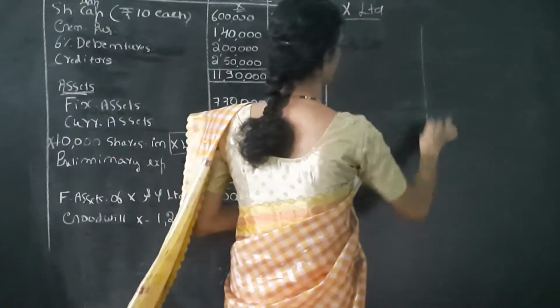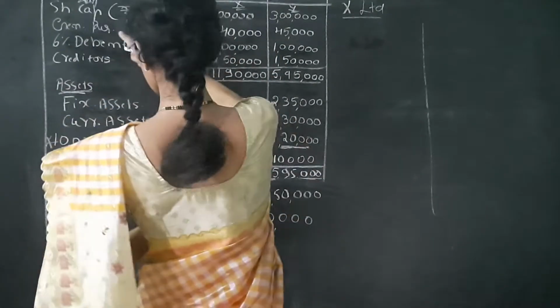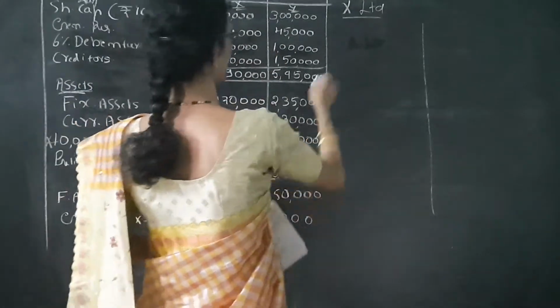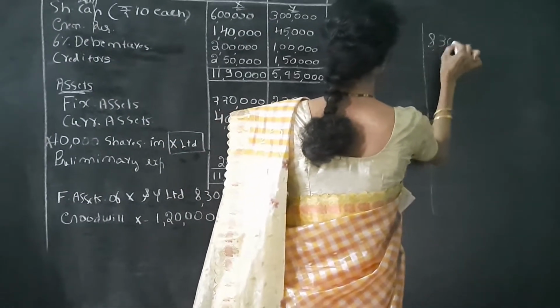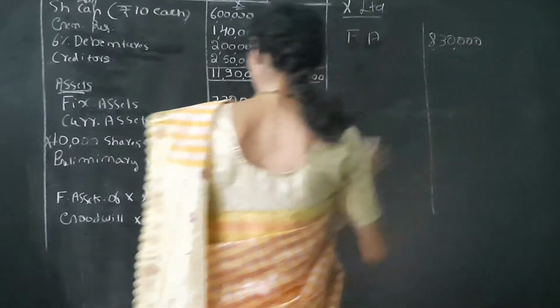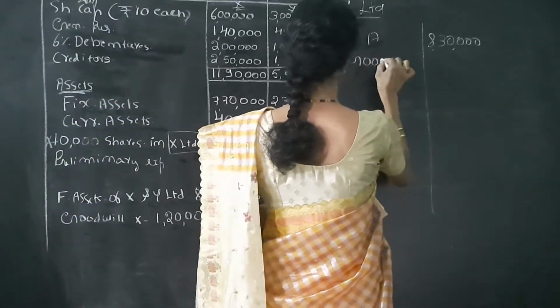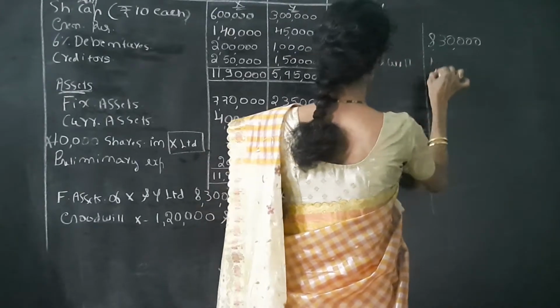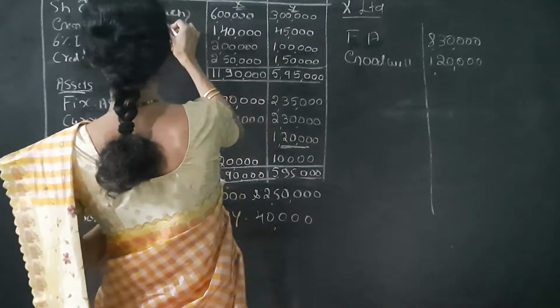X Limited. So assets minus liabilities. So fixed asset is given X Limited 8,30,000. Then goodwill is valued X Limited 1,20,000. See the other assets.